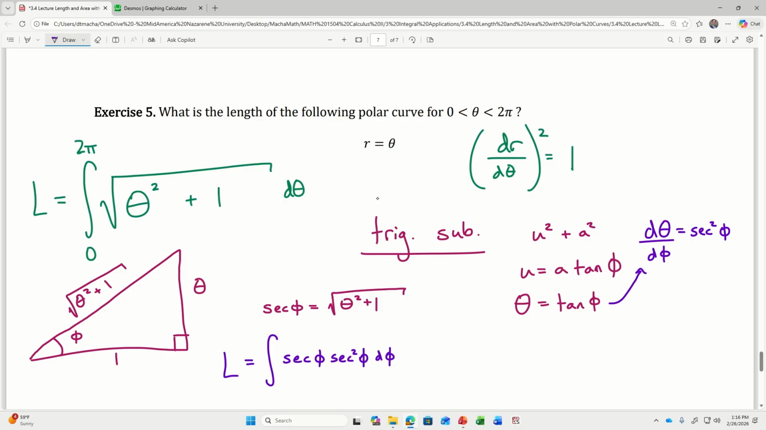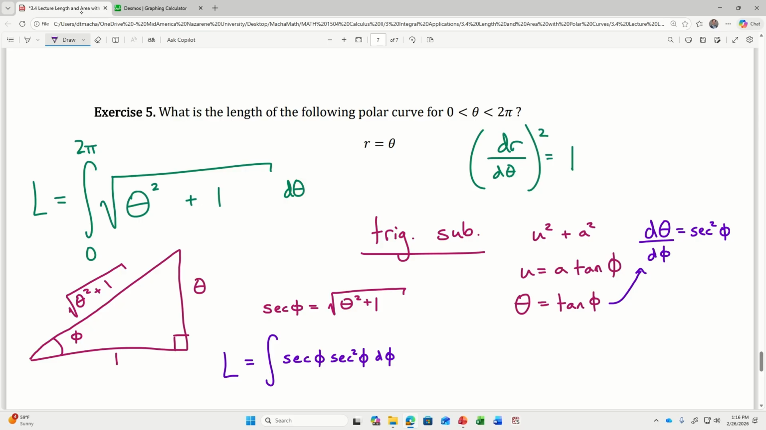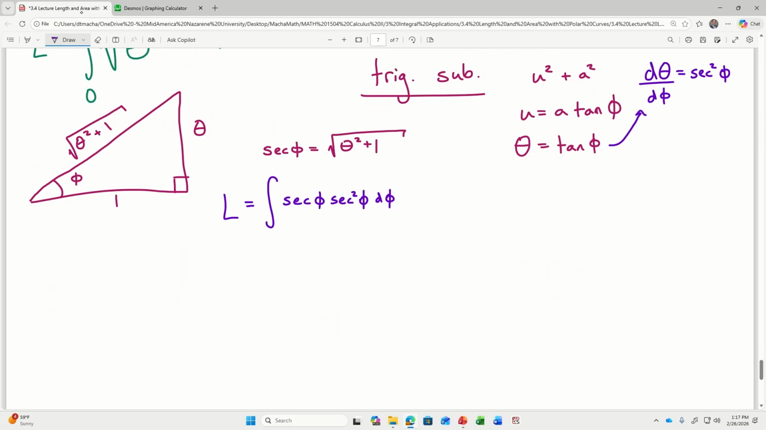And it's our old friend. The antiderivative of secant cubed. How crazy that it shows up in the length of y equals x squared, the parabola, and it shows up in the length of this spiral, the r equals theta spiral. And so just in case you forgot how to do this, let's go ahead and solve the problem.